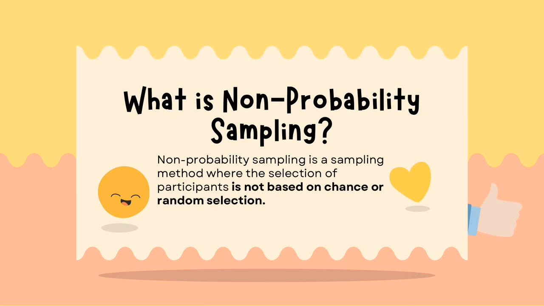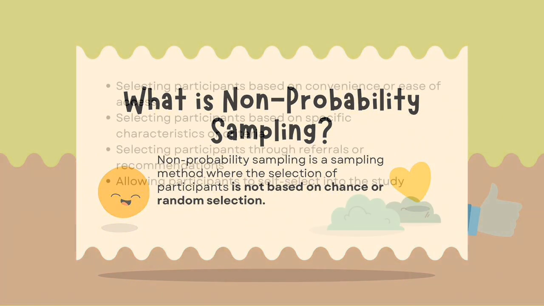Now, non-probability sampling is a method where the selection of participants is not based on chance or random selection. In other words, it does not use a random process to select a sample, and the participants are not chosen from a known population. In non-probability sampling, the researcher uses a non-random method to select the sample.